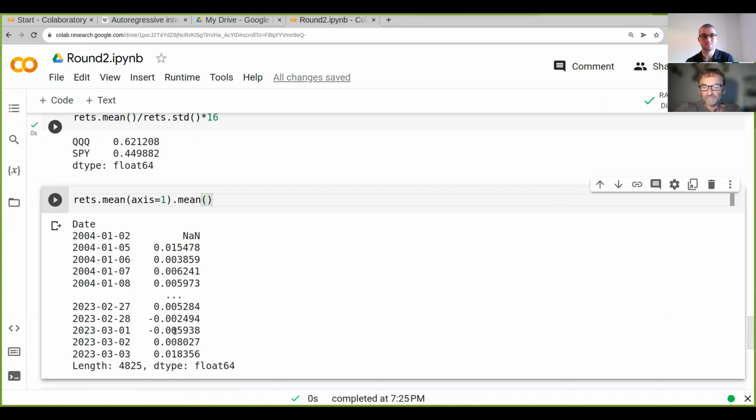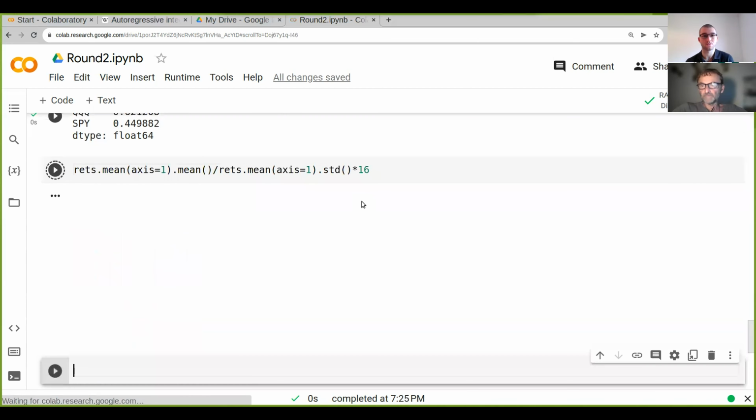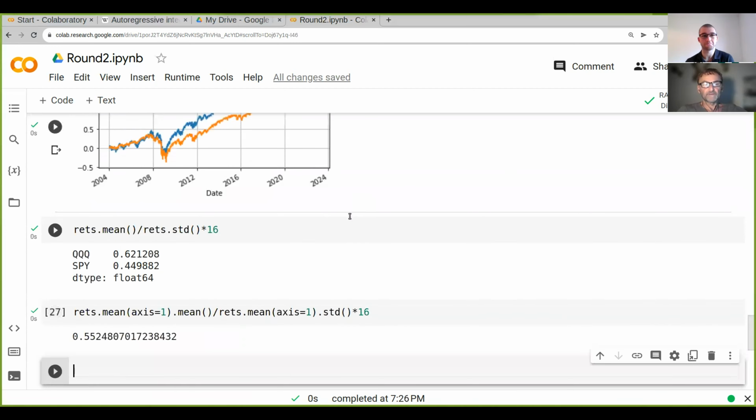But then we also need the standard deviation, right? We want to calculate our Sharpe ratio. So what I'll do is copy and paste this, and instead of mean, I go divided by STD, multiplied with 16. Awesome. So now we calculate our Sharpe ratio for the combined strategy. There we go. It's 0.552.